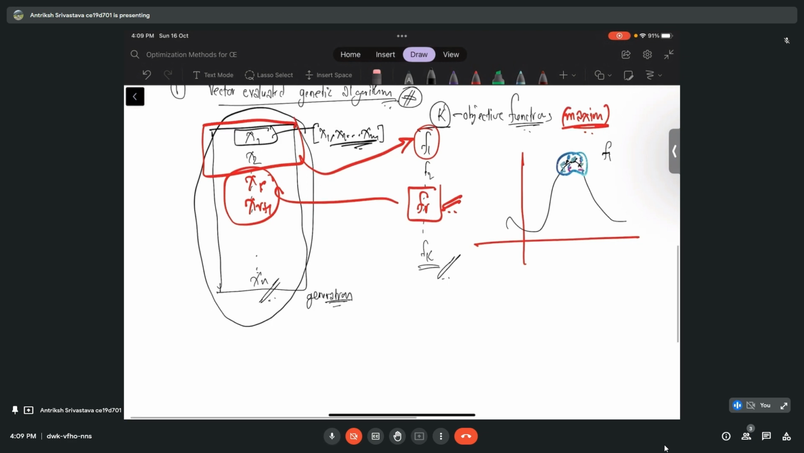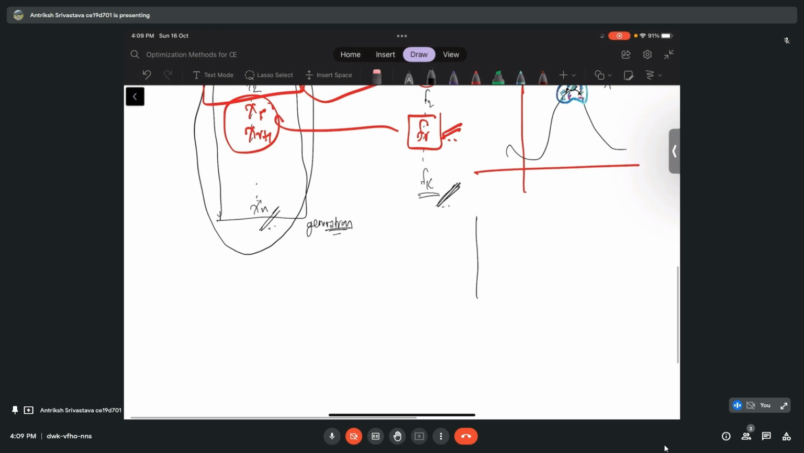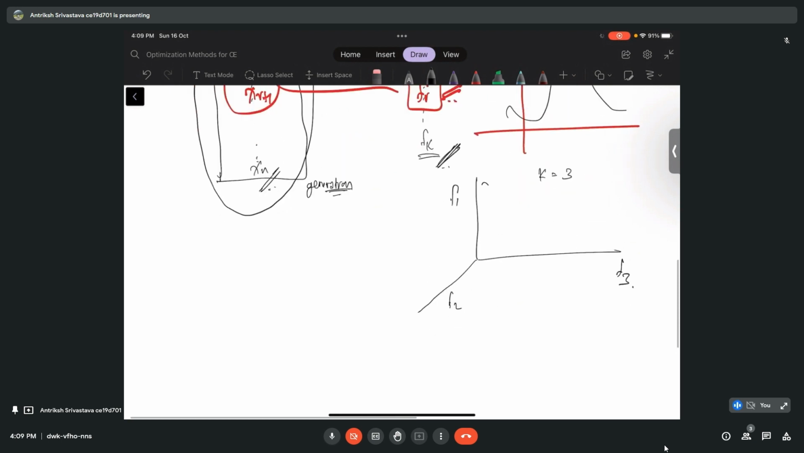So what you will get after you do this vector evaluated genetic algorithm is, let's say k is 3, and we have f1, f2, and f3. Then you will have a point on f1, a point on f2, and a point on f3. Maybe not exactly on f1, f2, f3, but approaching towards them. And this is not what we want.